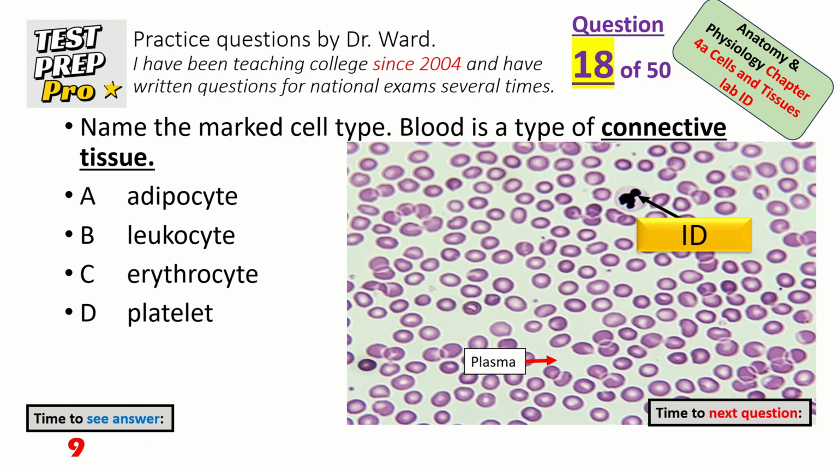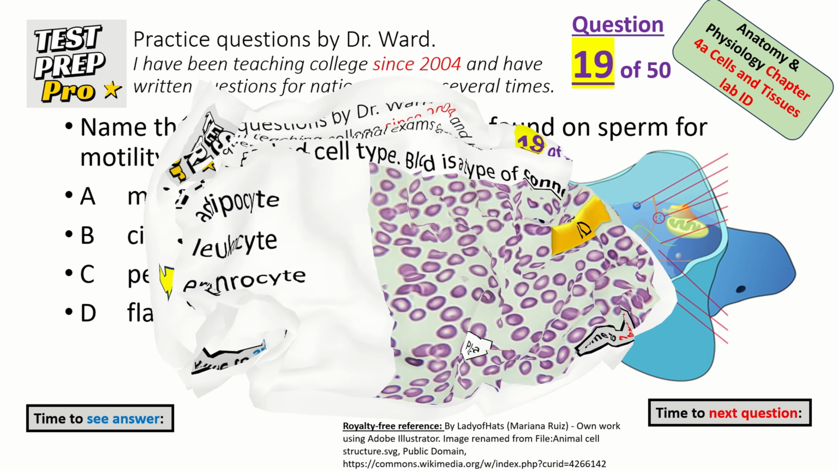Name the marked cell type. Blood is a type of connective tissue. It's pointing to a cell on a blood slide, and it's got a nucleus that's multilobed. It's a leukocyte. This specific one is called a neutrophil. It goes up with acute conditions.